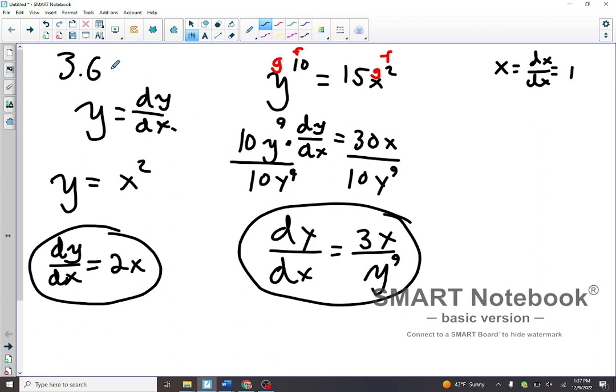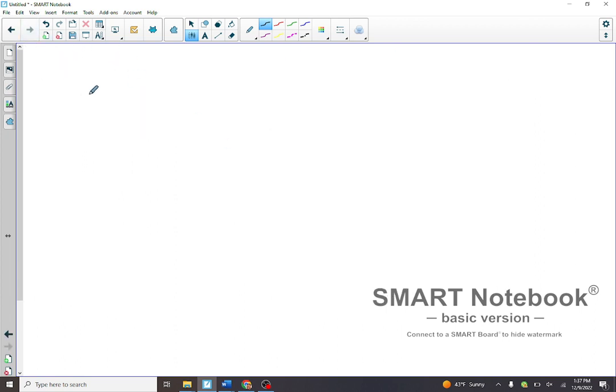Hopefully that's a basic one to show a power of y. Let's do a not so basic one. Let's do a product rule. Let's do 2x.